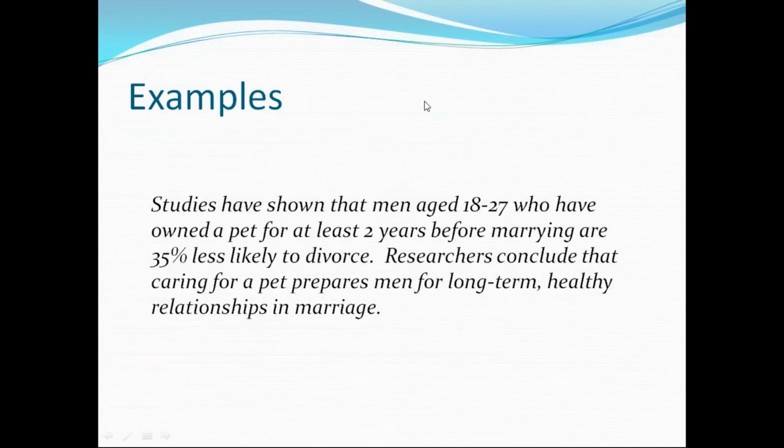Right. So let me look at another. Studies have shown that men aged 18 to 27 who have owned a pet for at least 2 years before marrying are 35% less likely to divorce. Researchers conclude that caring for a pet prepares men for long-term healthy relationships in marriage. Is that a good argument? It's not necessarily the case. Why not? Because there is no information about men aged 18 to 27 that have no pet. Yeah, that's right. Any other ideas?